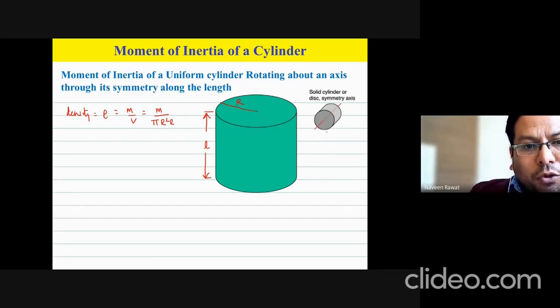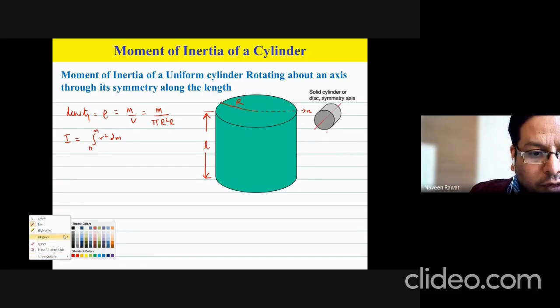So now the strategy remains the same. We have to find the moment of inertia, that is the integral of r square dm, and we are again integrating from 0 to the total mass. So let's put this cylinder along an axis. Let's take this axis, which is the axis along x, and now, just like before, we have to define our small mass element dm.